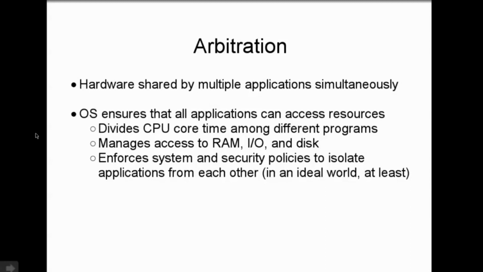Also, what if we could only run one program at a time on a computer system? Years and years ago, that was the case. However, a modern system is running multiple applications simultaneously, and it's up to the operating system to ensure that all these applications can access resources. So each CPU is divided among the different programs. Each program gets access to memory, input-output, as well as disk. And in an ideal world, the operating system also enforces policies that isolate applications from each other, so that a crash in one application doesn't take down the entire system or other applications.